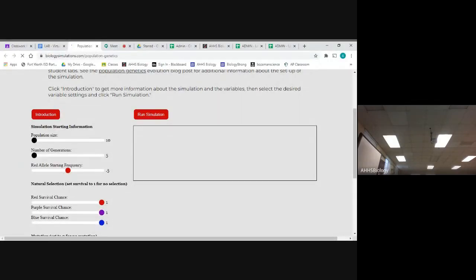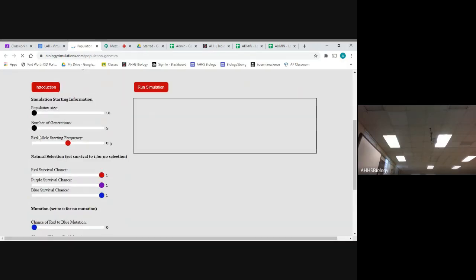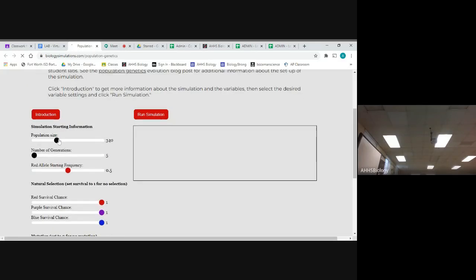We can change the allele starting frequency from 0.5, so we can make the population start out as all blue, because it's red and blue alleles. We can change survival chances. We can change mutations. This sounds like some of those five things in a non-evolving population, right? Mutations, natural selection, the population size. What we don't have is non-random mating, but we do have the beginning stuff right here. So let's see what happens when we run this simulation with 1,000, and let's just do 50.